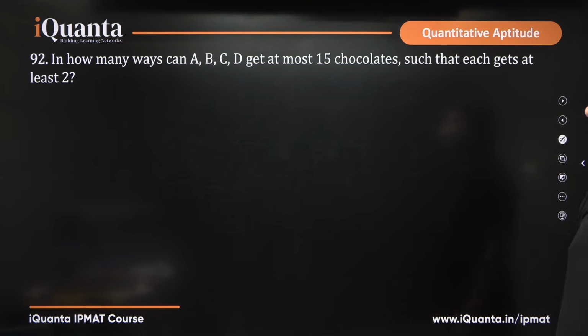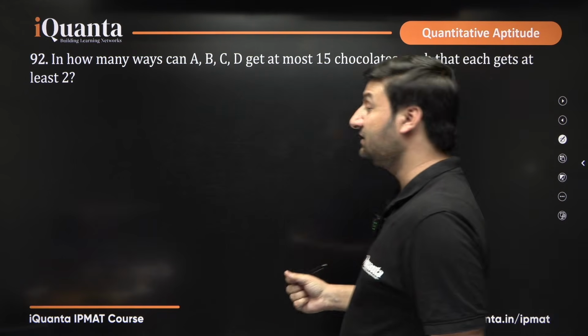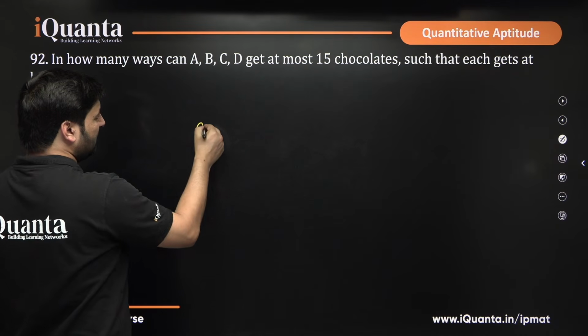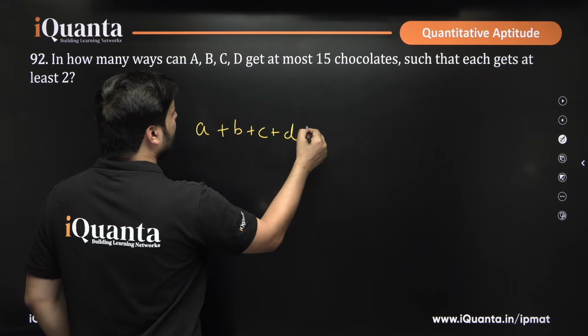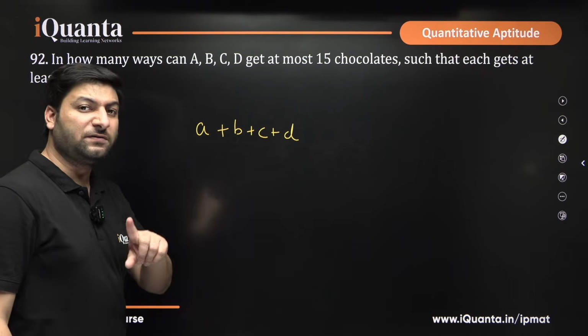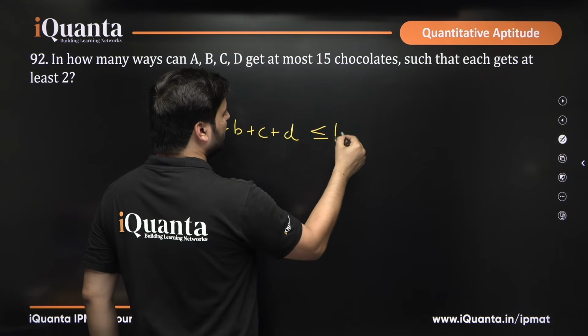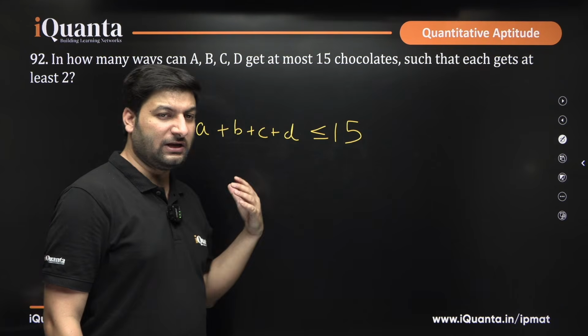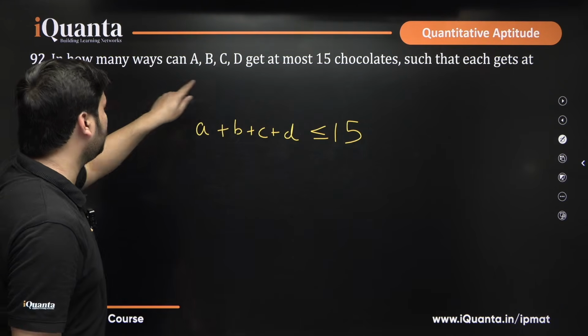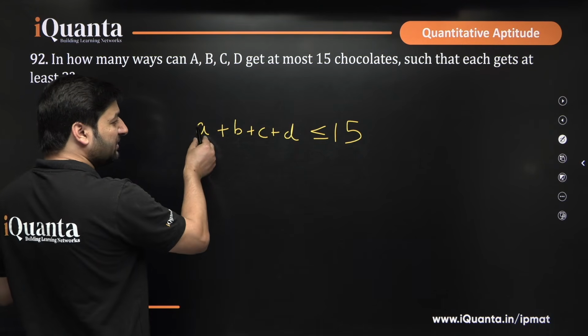This is the question: in how many ways can A, B, C, D get at most 15 chocolates such that each get at least 2? Now A, B, C, D. So let me say that A, B, C, D at most 15. Now at most 15 means less than equal to 15. Yes or no? At most 15 means maximum 15 or less than that. Everyone should get at least 2, that means this should get 2 or more.